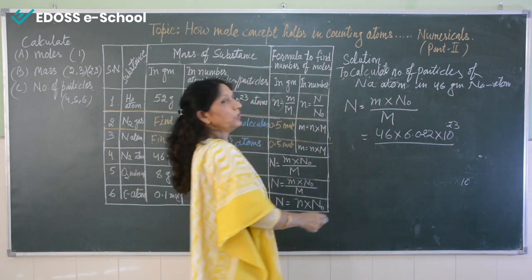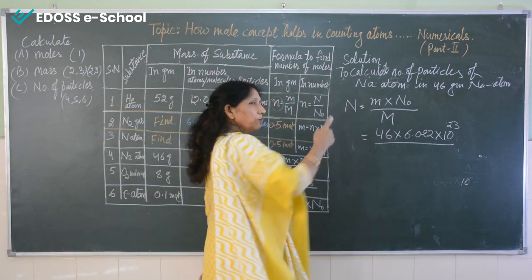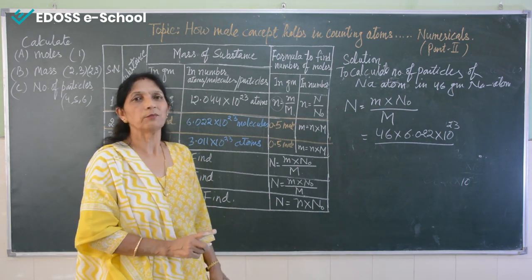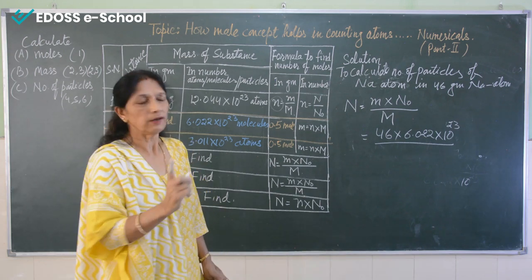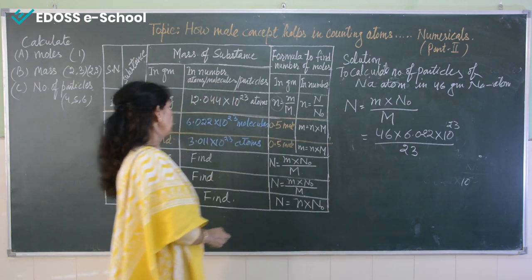So for sodium atom we know its molar mass is 23. Okay, sodium atom and sodium molecule both are the same here, because the atomicity of sodium is 1. So 1 atom, so it will be 23. So in this way we can calculate it.